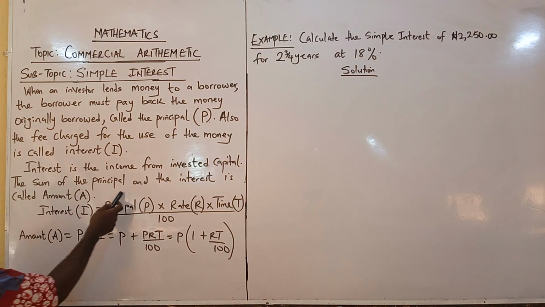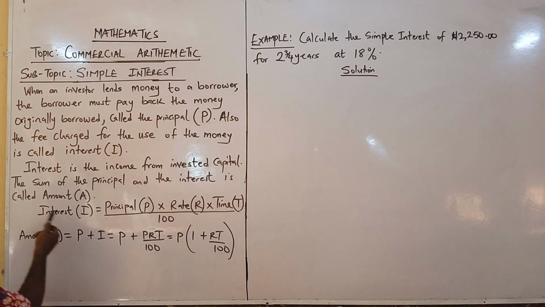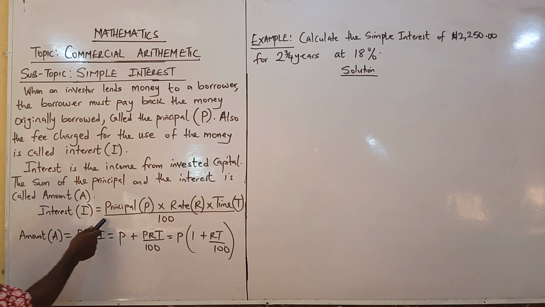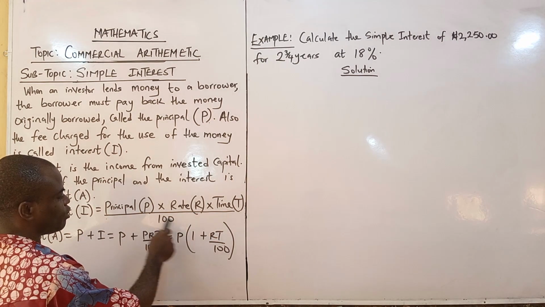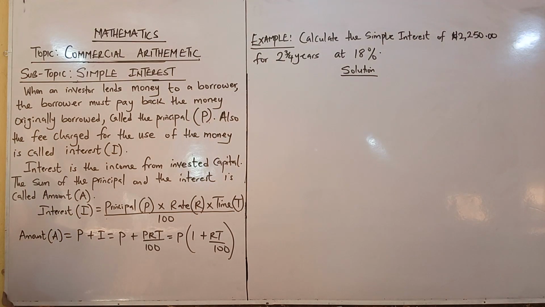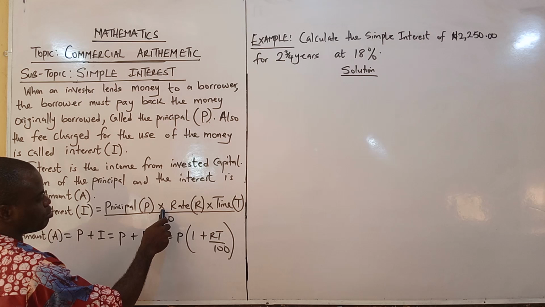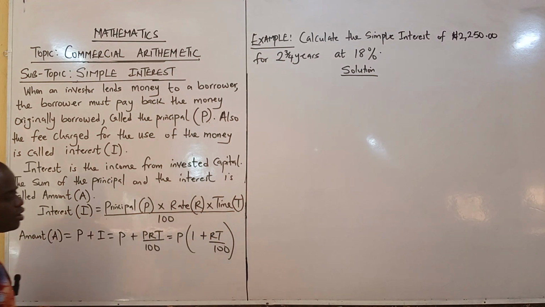Now, the sum of the principal and the interest is called the amount. Interest, I, equals principal times rate times time over 100. Please take note of this formula. It's very important. I equals P times R times T over 100.